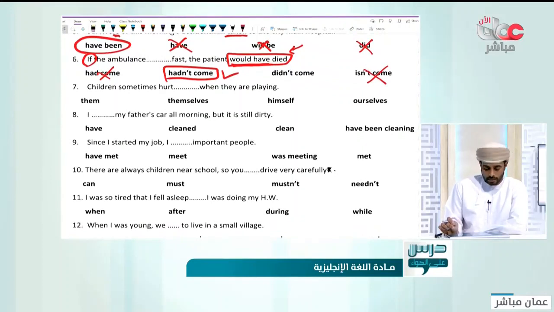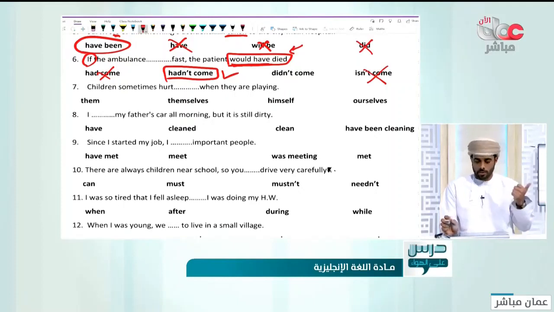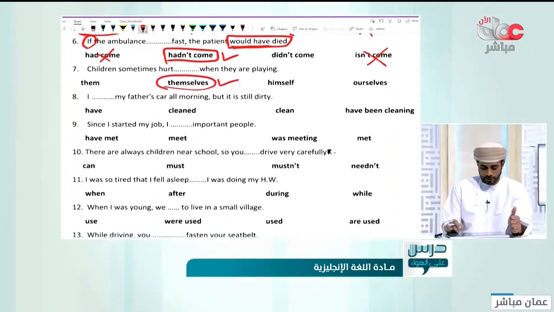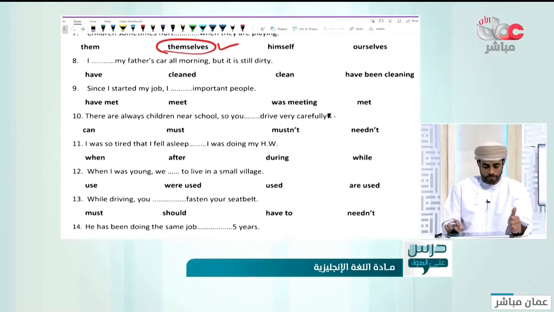C. 7. Children sometimes hurt when they are playing. Hurt them, themselves, himself, ourselves. Of course, because the children, they, so it is themselves. We talked about it minutes ago. See. 8.